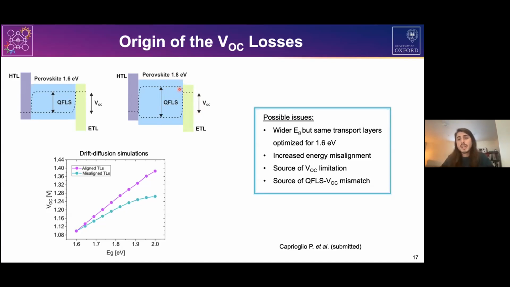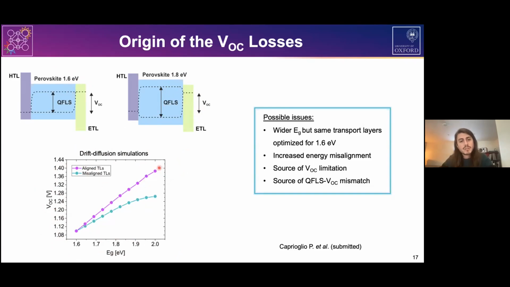Such a case can influence, of course, the VOC, as we've seen before. So we performed some drift diffusion simulations, looking at the evolution of the VOC depending on the perovskite bandgap. And in two cases, basically, in one case, here the purple one, by constantly aligning the transport layer, so basically simulating such a scenario always, by increasing the bandgap.